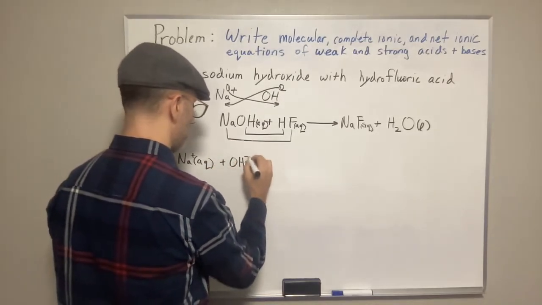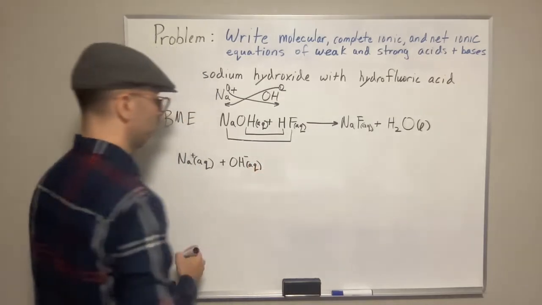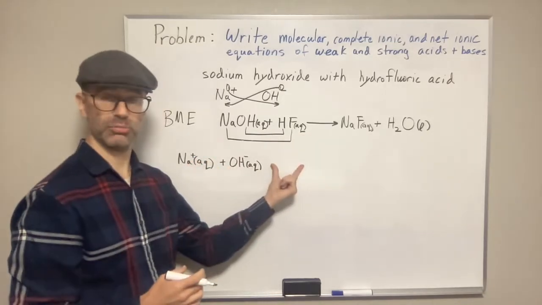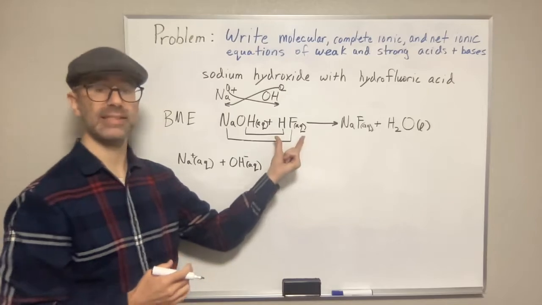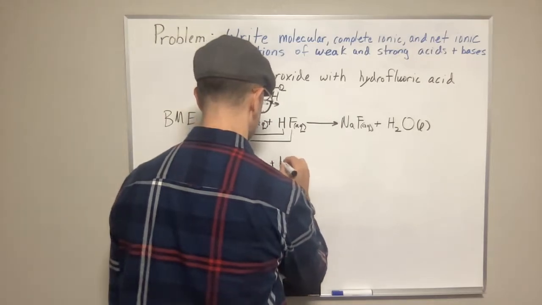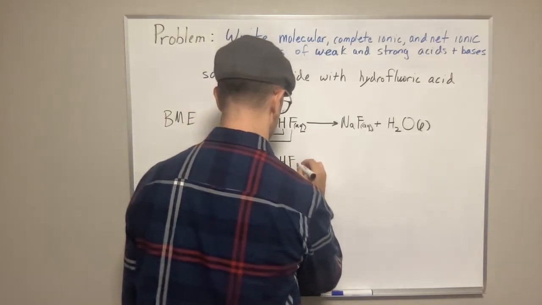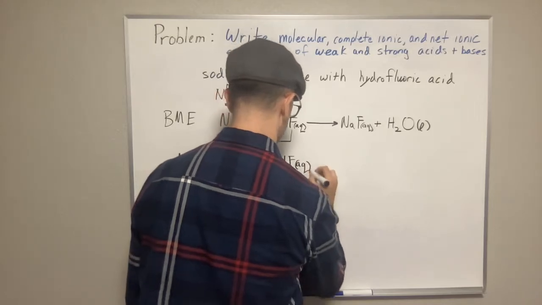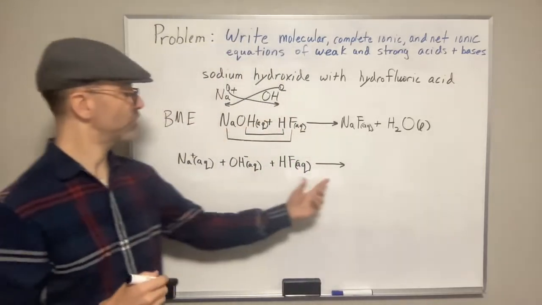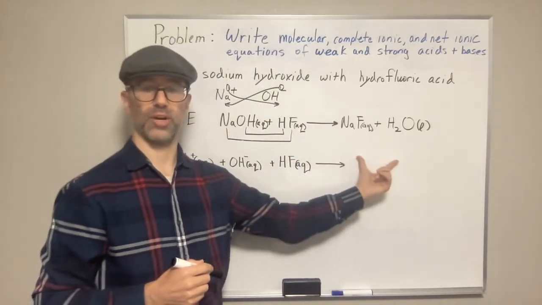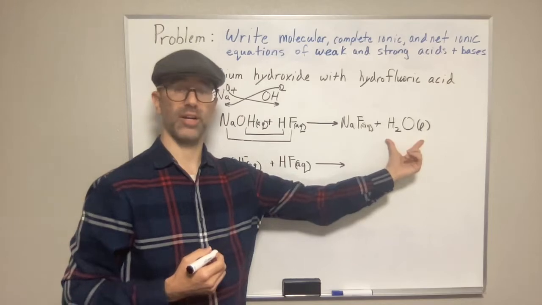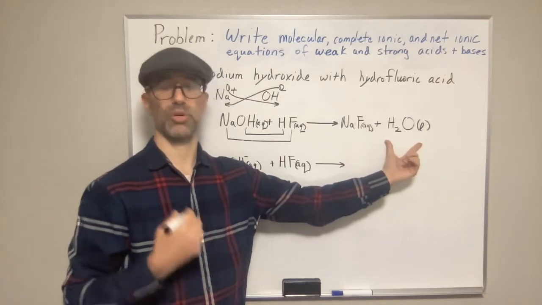plus OH minus aqueous. Normally, if this was a strong acid, we would write these separately. The H plus would be separate and the fluoride would be separate, but this is not a strong acid, it's a weak acid. So we're going to keep this together, so this is going to be plus HF aqueous. Here we have our acid. Now we're going to do the same thing. We're going to write our products over here, and we're going to separate the products if they're ionic, and we're going to keep the water together. Anything that's liquid, solid, or gas, we're going to keep together.